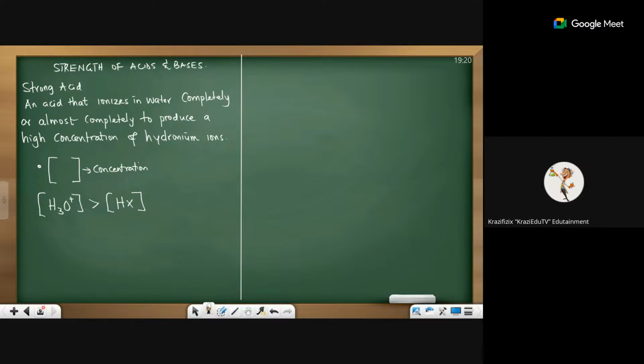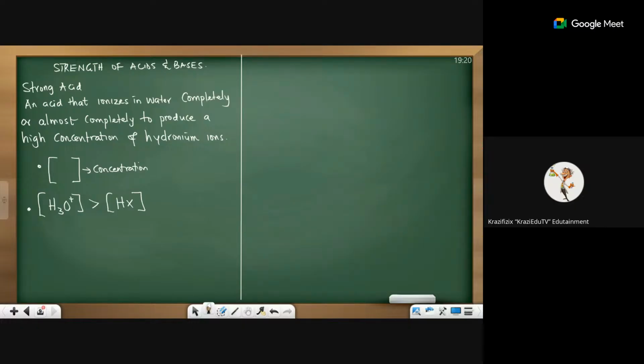How do you know a good school? A good school is a school that produces what? A high number of learners who get what? Bachelor's degrees. That's what we're saying. All right? So it produces a high concentration of hydronium ions.